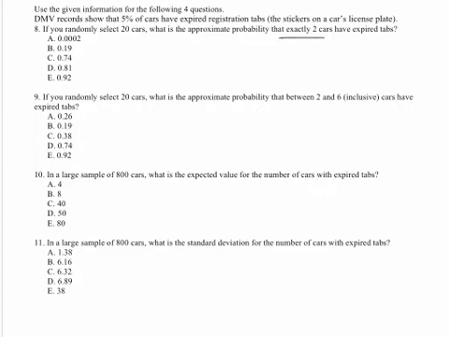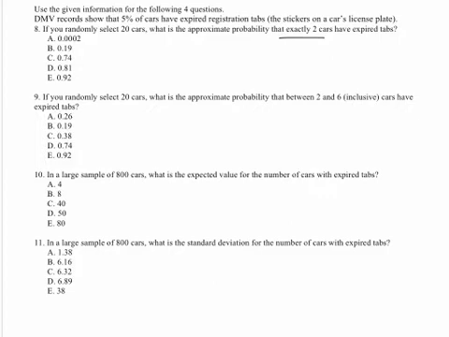Well, this is binomial because we have 20, that's success and failure. They have expired tabs or not. We have independent trials. There's no reason to believe it's not. The number of trials is 20, and the probability of success is 0.05.